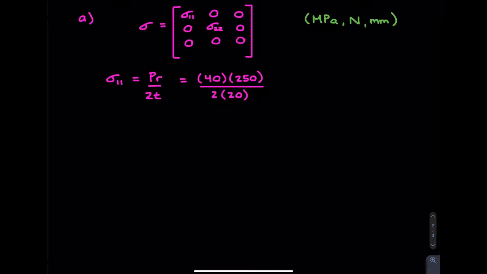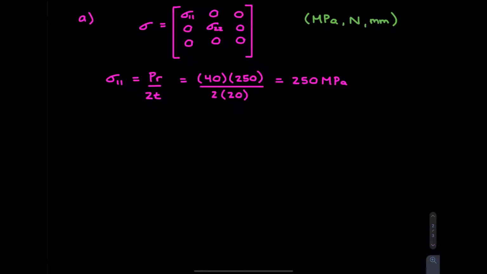All right, so what we do is we just throw that into our calculator, or you guys are brainiacs, so you can just do it in your head. And what you guys will find is that sigma 1,1 is simply equal to 250 MPa, which is great. We have our first component.